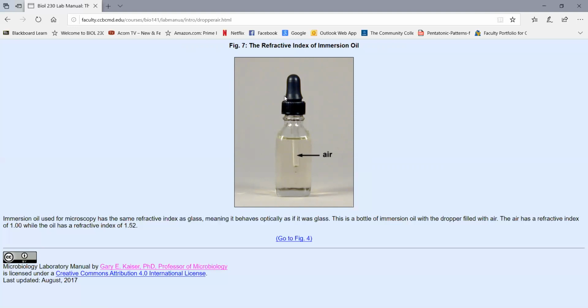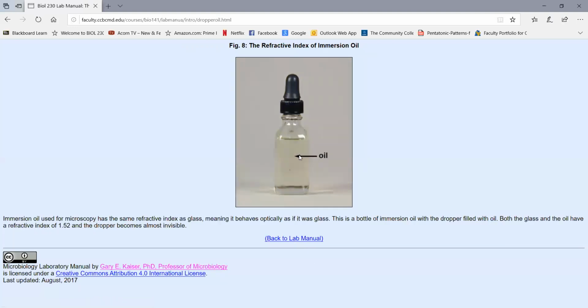But now if we were to squeeze the bulb up here and fill this dropper with oil, like we see in figure 4, it looks like the dropper disappears. It doesn't, but the oil inside now has the same refractive index as glass. So starting at the outside of the dropper bottle, all the way through the dropper bottle till you go out the backside, we have the same refractive index. Glass, oil, glass, oil, glass, oil, glass. But it's all the same refractive index, and you don't see that distortion.